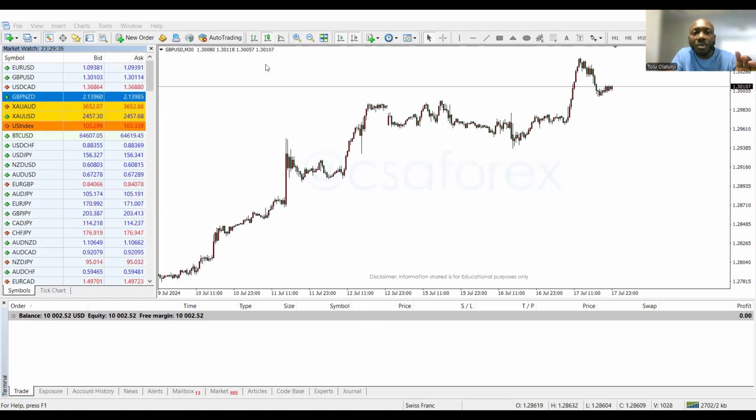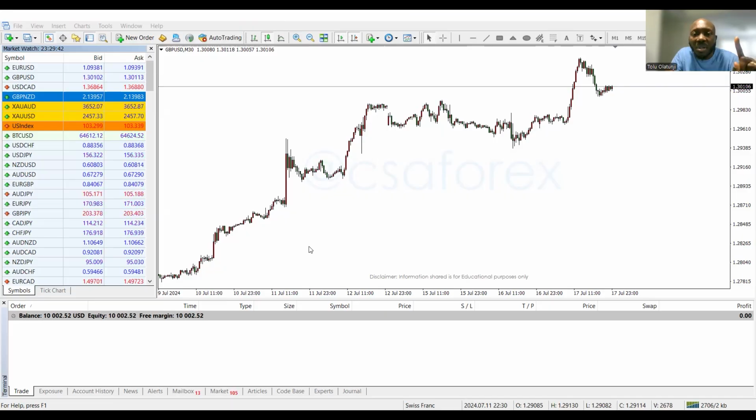So what we're going to be doing now is showing you how to open trades. Don't forget: open, close, modify. You cannot modify a trade or close a trade if it is not opened. So first of all, we want to look at how to open a trade.